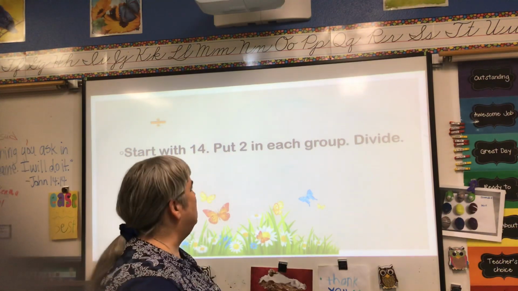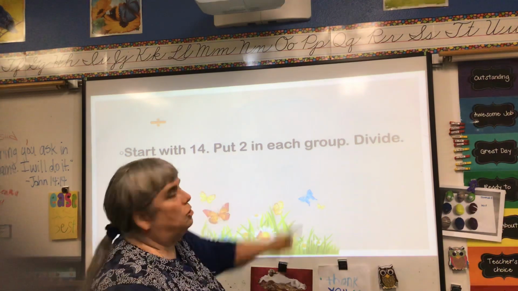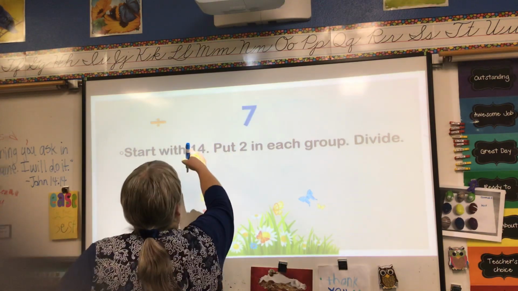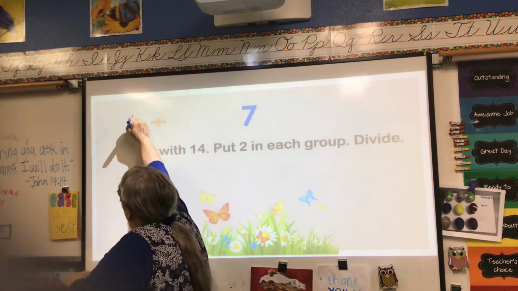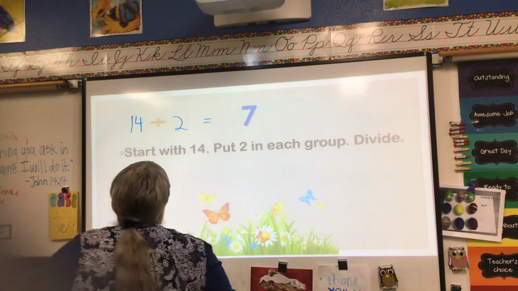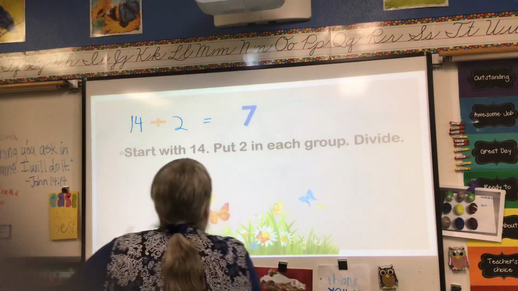Start with 14. Put 2 in each group. Write the division sentence. The answer is 7. So the division sentence is 14 divided by 2 equals 7. Okay, let's see another one.